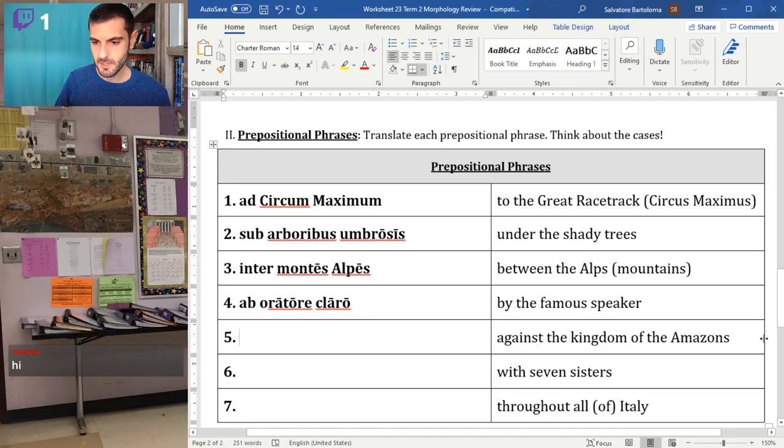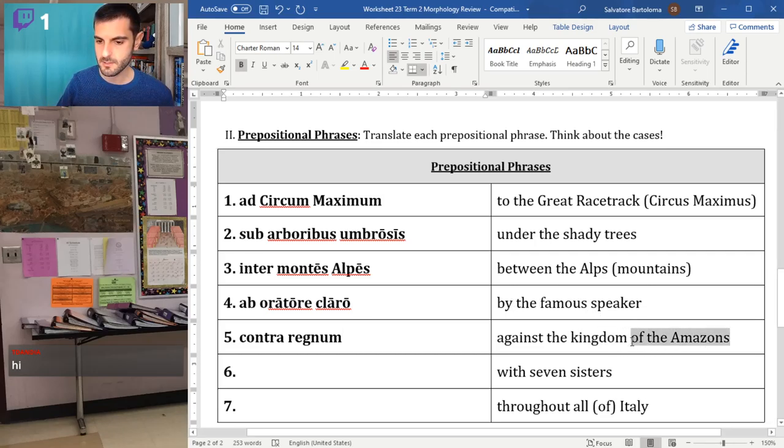Against the kingdom of the Amazon. So we have a few prepositions that we can use for against. My favorite one being contra. Just feels like the strongest one. Kingdom. That's the word that's going to go into the accusative case because it's against the kingdom. So that would be regnum. That's the word for a kingdom.